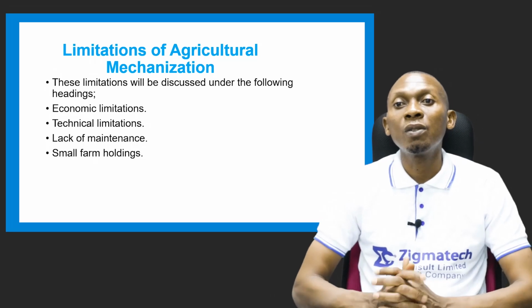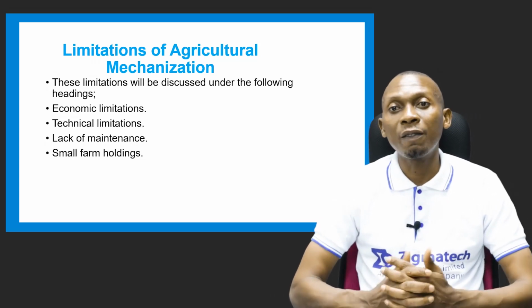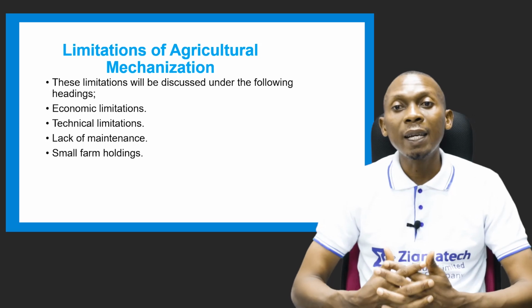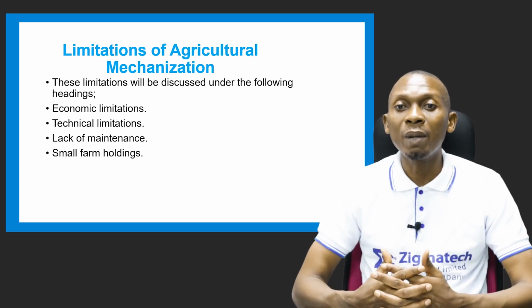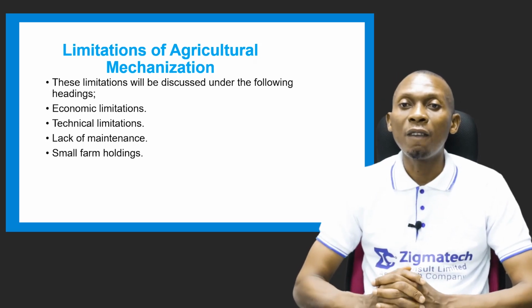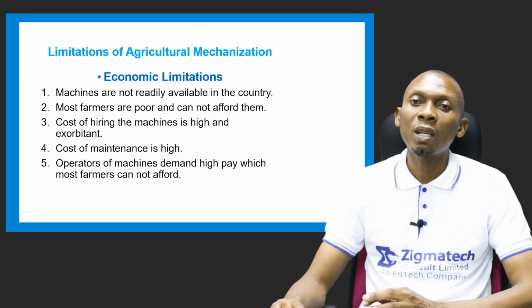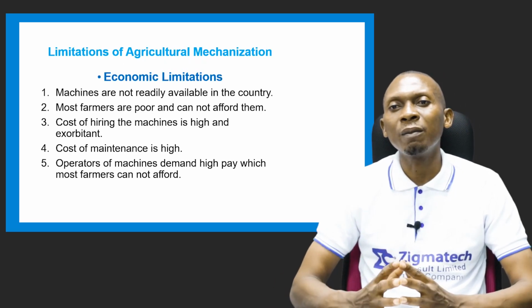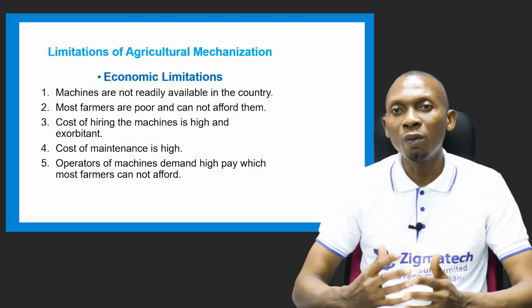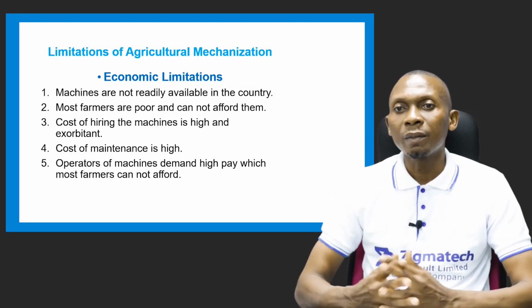Now, these limitations will be discussed under the following headings. We have the economic limitations, we have technical limitations, we have lack of maintenance, and we have small farm holdings. Now, when we talk about economic limitations, we're talking about the financial aspect involved in mechanization.